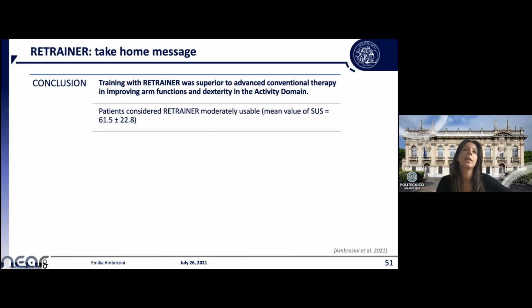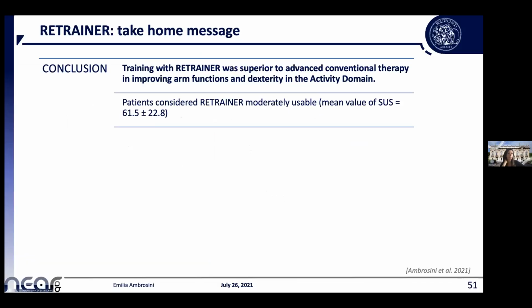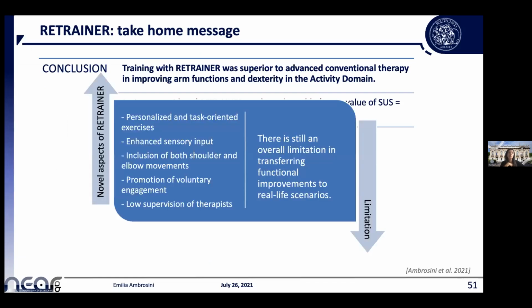So what we concluded at the end here is that training with RETRAINER was superior to advanced conventional therapy in improving arm function and dexterity in the activity domain. Also, patients consider RETRAINER moderately usable, so the system usability score was about 60%. And we thought that RETRAINER was superior to advanced conventional therapy, it could be summarized through the novel aspects.